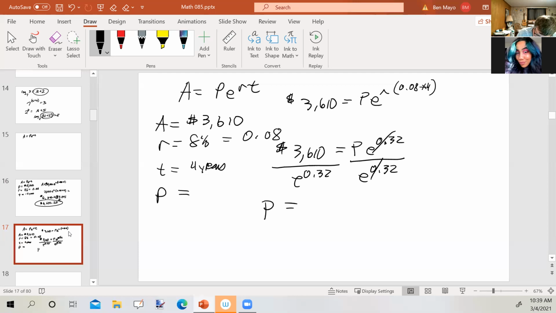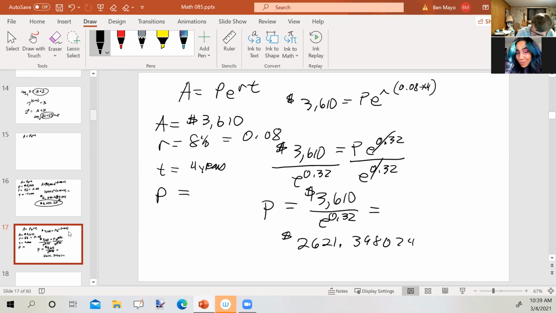So now I get P equals $3,610 divided by e to the 0.32 power. So on my calculator, 3610 divided by e to the 0.32 power, and I get 2621.398024. Again, this is money, so I'll round to the nearest cent. The 8 would round up, so $2,621.40 would be the final answer.